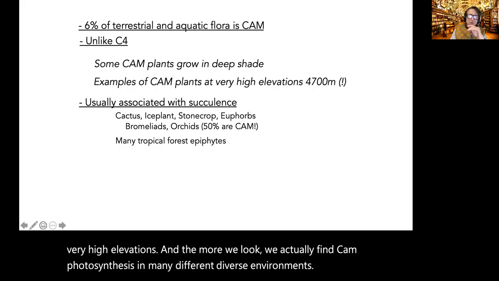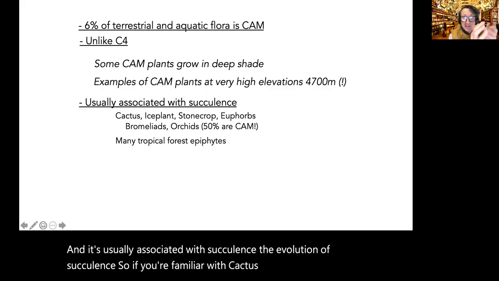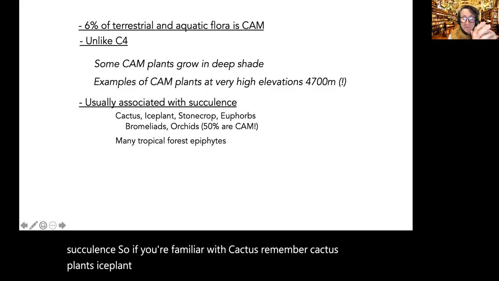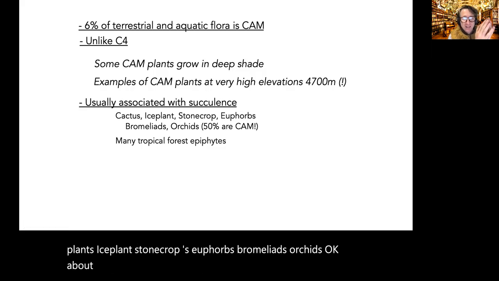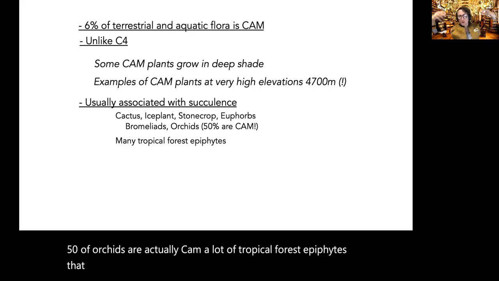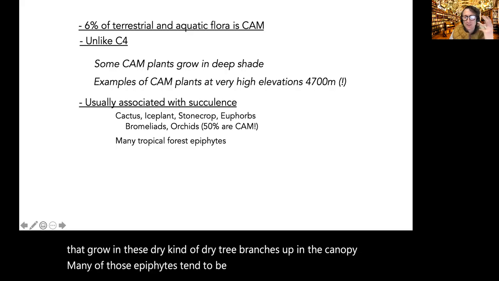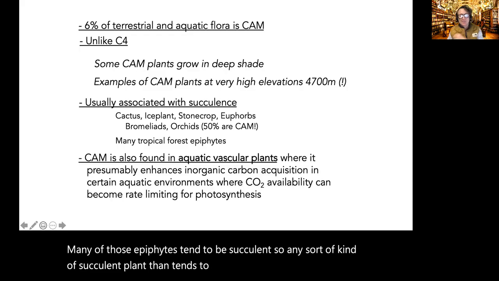And it's usually associated with succulents, the evolution of succulents. So if you're familiar with cactus, remember cactus plants, ice plants, stonecrops, euphorbs, bromeliads, orchids, okay? About 50% of orchids are actually CAM. A lot of tropical forest epiphytes grow on dry tree branches up in the canopy. Many of those epiphytes tend to be succulent. So any sort of succulent plant tends to be associated with CAM photosynthesis.